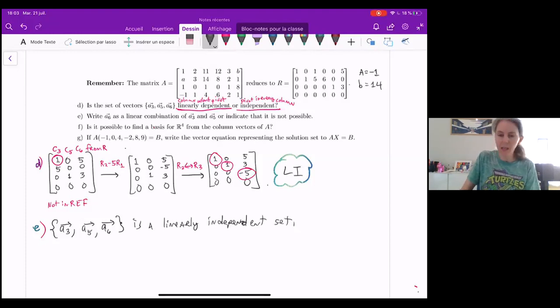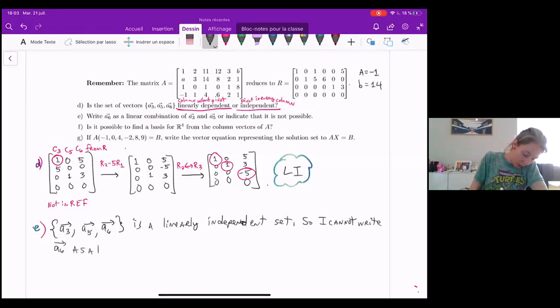What that means is they all represent unique independent directions, and I can't get to any of them using the others. What does it mean that I can't get to any of them using the others? It means I can't write any of them as linear combinations of the others. So I cannot write A6 as a linear combination of A3 and A5.